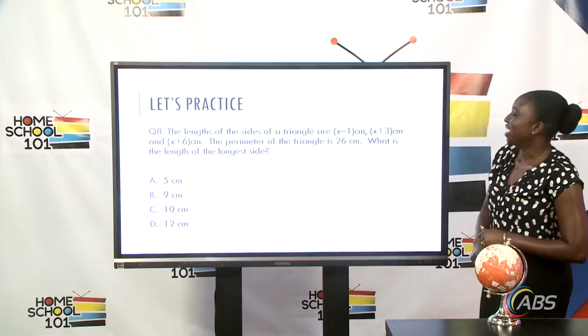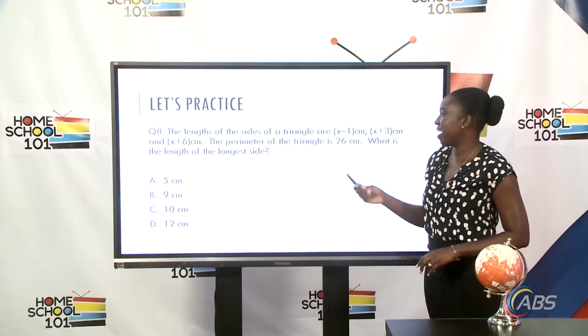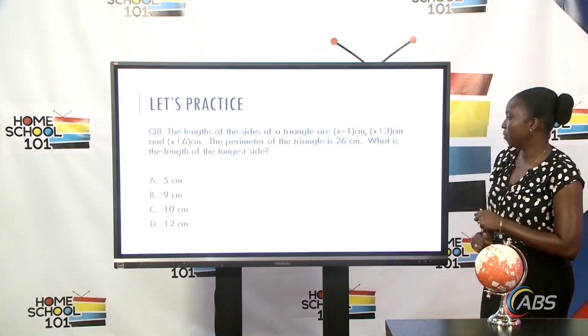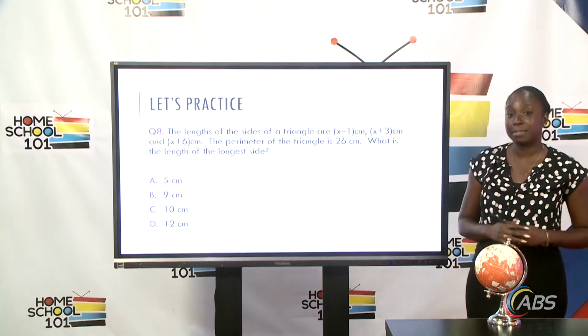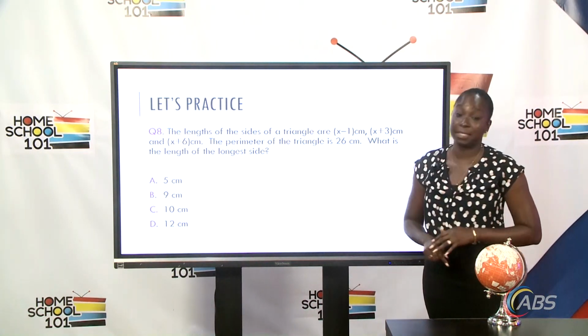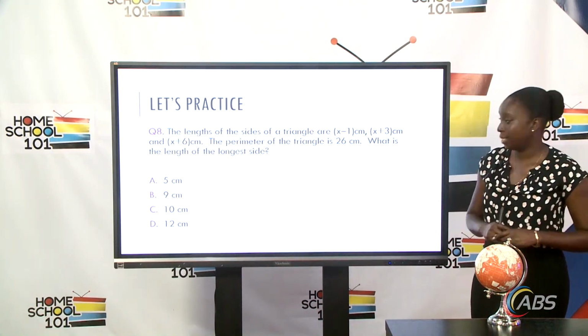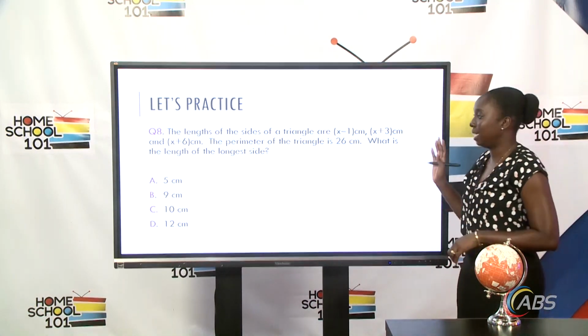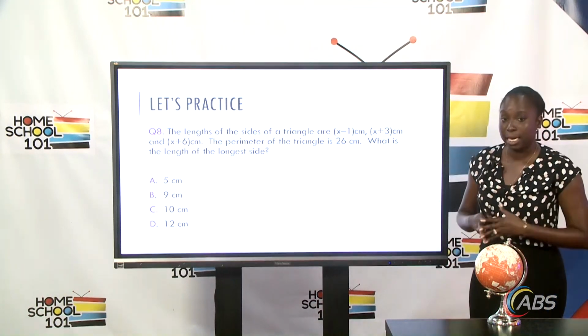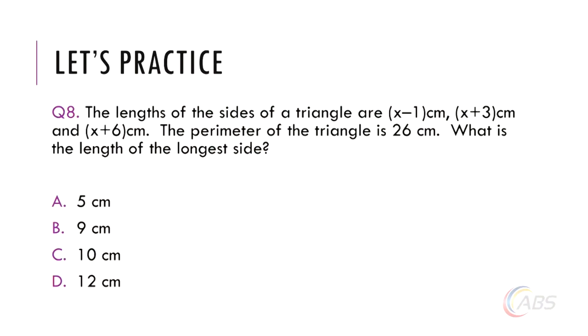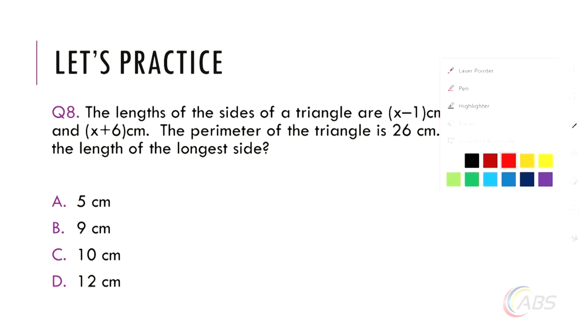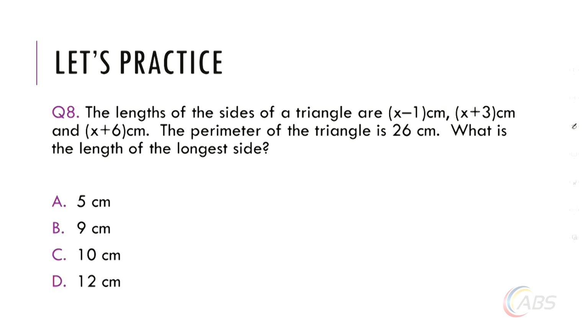Question 8. The lengths of the sides of a triangle are x - 1 centimeters, x + 3 centimeters, and x + 6 centimeters. The perimeter of the triangle is 26 centimeters. What is the length of the longest side? Let's note that they gave us the perimeter, and we have to remember how perimeter is done. Perimeter just means we add all the sides.